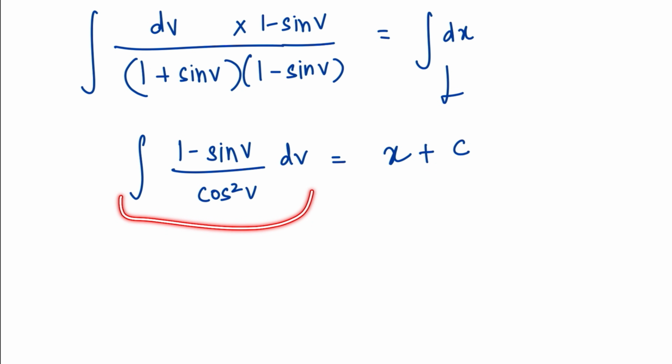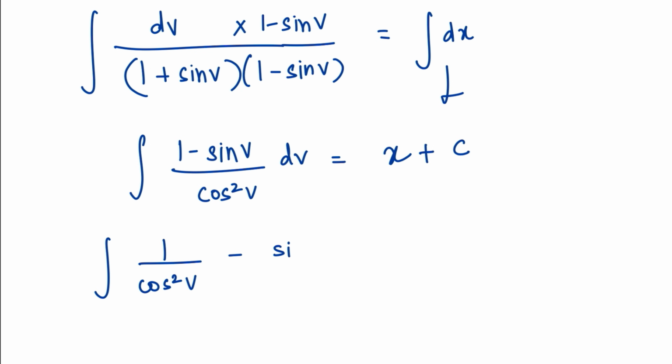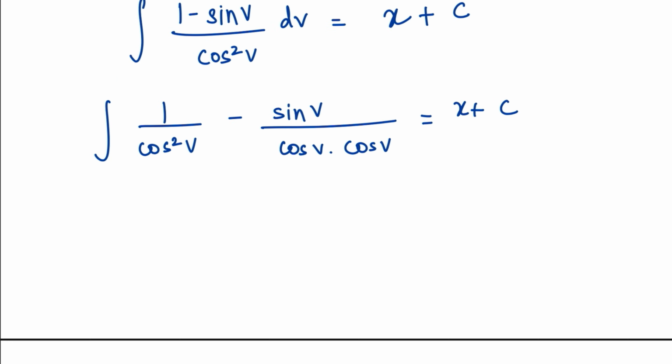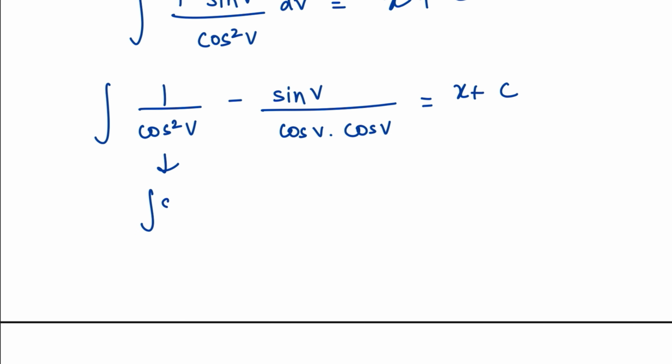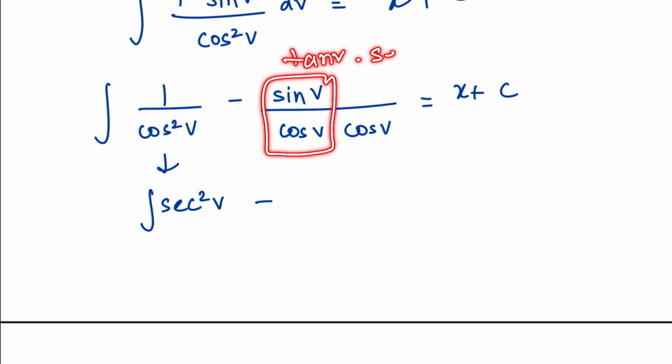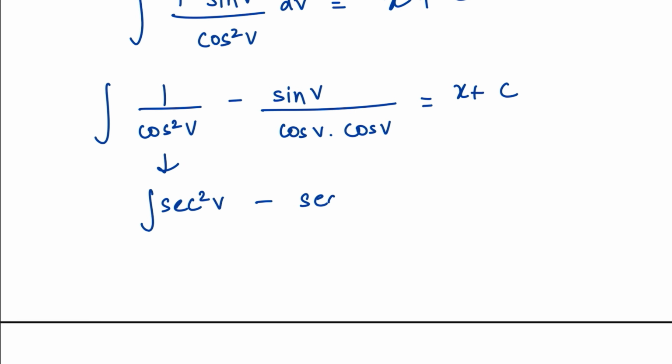Now I have to split it. 1 by cos square v minus sin v upon cos v into 1 by cos v. Now this can be written as integration of sec square v, and this is tan v, and 1 by cos v is sec v. Now integration of tan v sec v is sec v, equal to x plus c. So tan v minus sec v equal to x plus c.